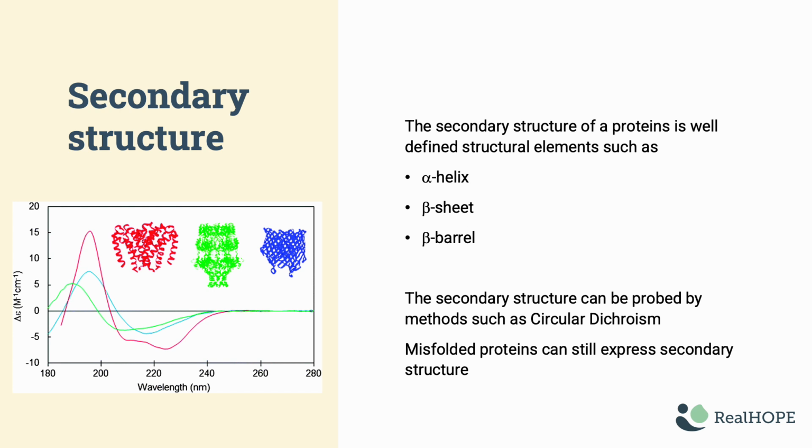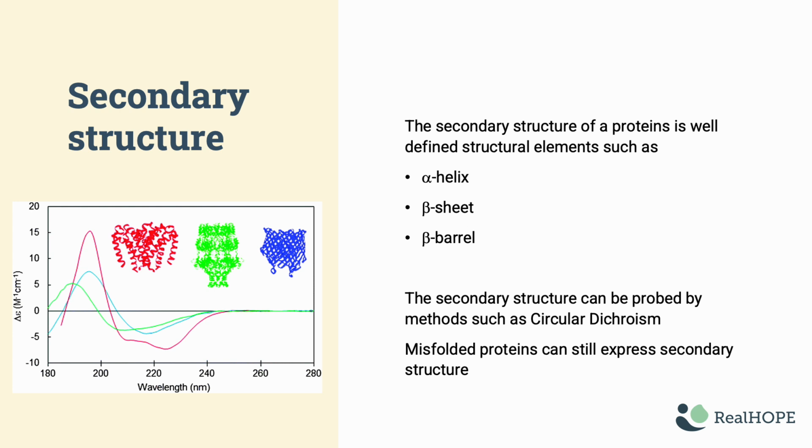Beta barrels are a type of secondary structure commonly found in membrane proteins and certain globular proteins. They consist of multiple beta strands arranged in a barrel-like shape. To study the secondary structure of proteins, researchers use various experimental techniques. One of the common methods is circular dichroism, CD.